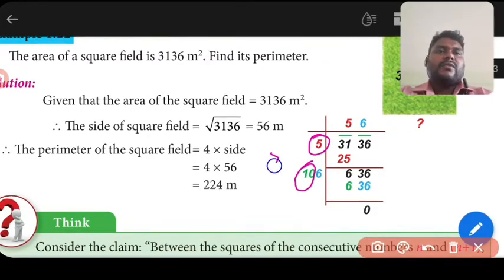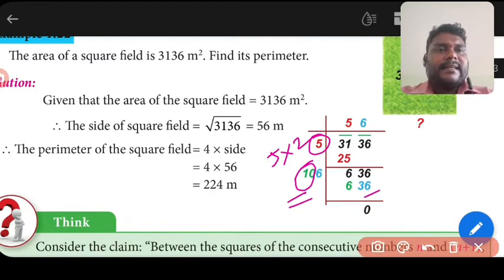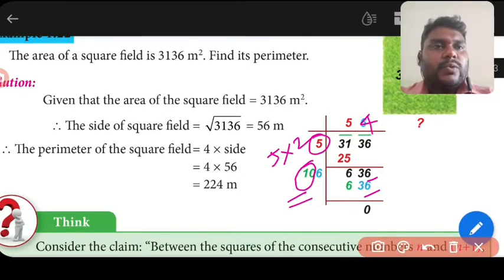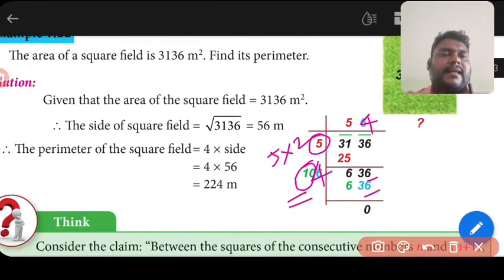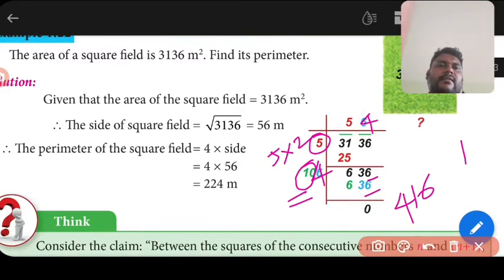Okay, so already we have 5 into 2, 5 twos are 10, so 10 will come here. So the next number will decide the last digit of this number. Suppose I take 4 here, there are 2 chances, 4 or 6. First I take 4 here, 104. So 4 fours are 16, remaining 1. 4 zeros are 0, plus 1 is 1, 4 ones are 4. It's only 416. It will not come, so we take 6.